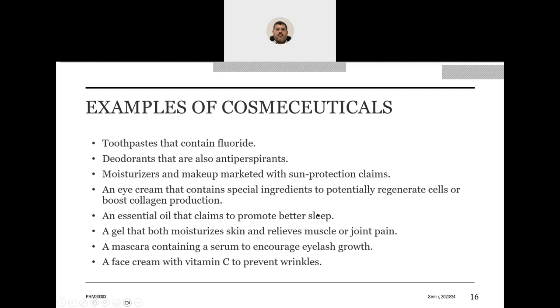A gel that both moisturizes skin. This is just a cosmetic. But relieve muscle or joint pain, then we talk about treatment or therapeutic benefit or claim. So it became drug. A mascara containing a serum. If you talk about mascara only, it is a cosmetic. But if it contains a serum to encourage eyelash growth, then we're talking about a drug. A face cream with vitamin C to prevent wrinkles. If you have therapeutic claim that it prevents wrinkles, then you must prove it. It is registered as drug in this case.